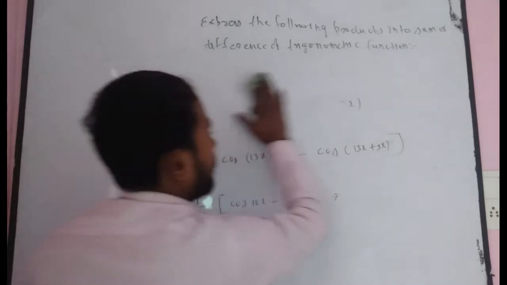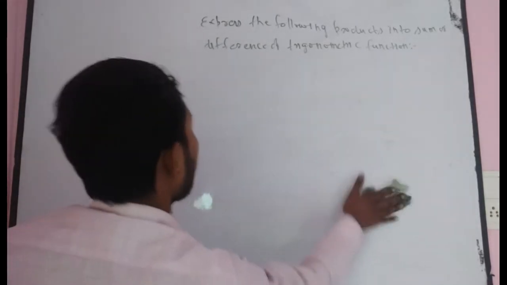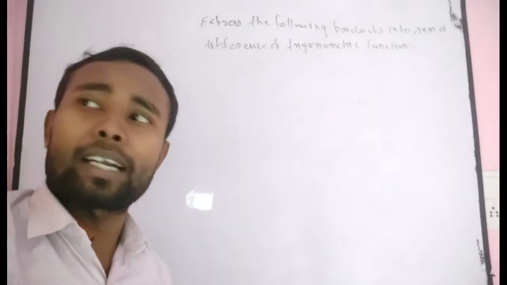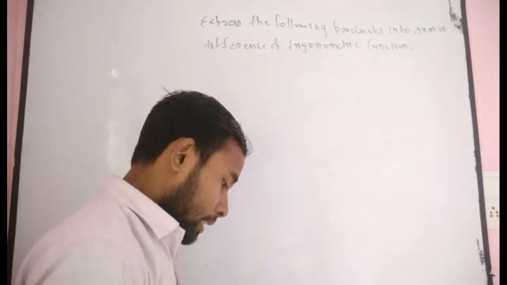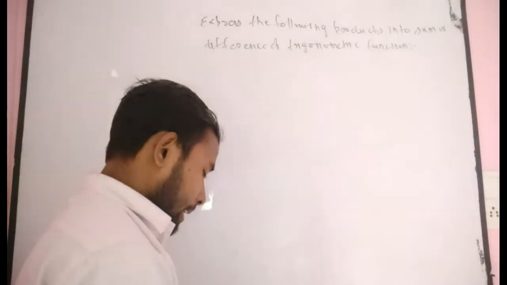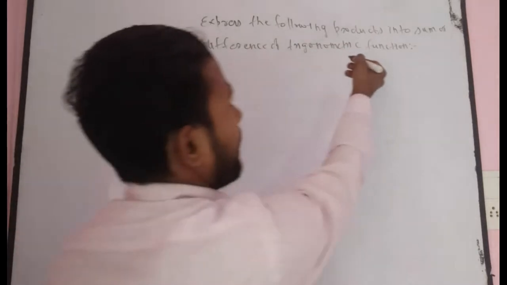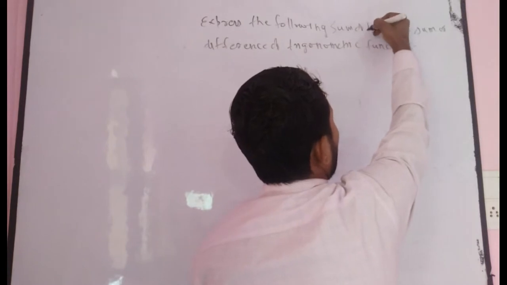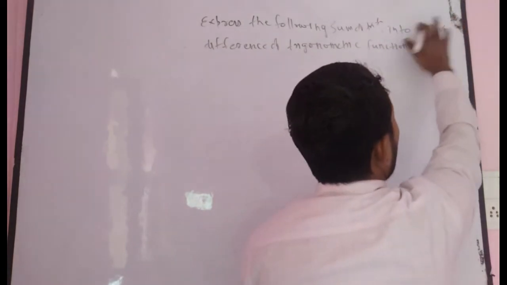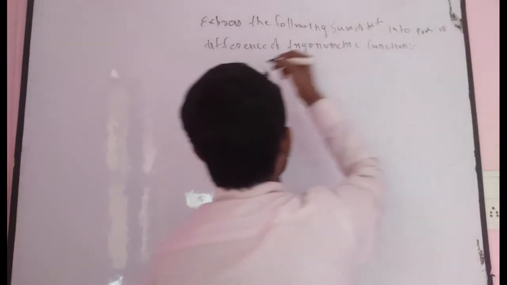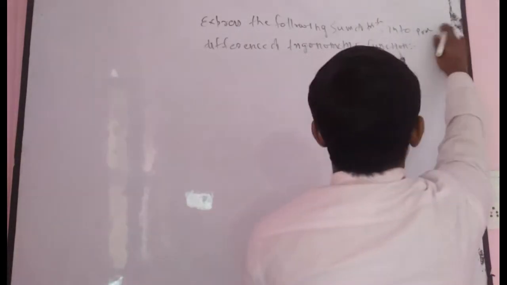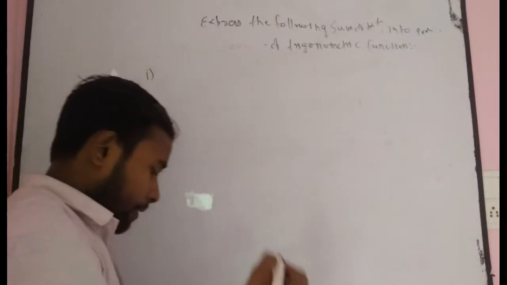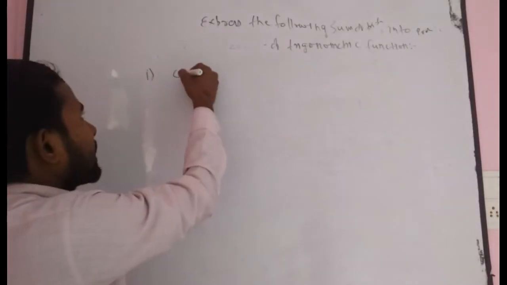Now we take another type of problem, in which the sum of trigonometric functions is given and you have to convert it into a product of two trigonometric functions. Here it is given: express the following sum of trigonometric functions into a product of trigonometric functions. First will be cos 5x plus cos 3x.